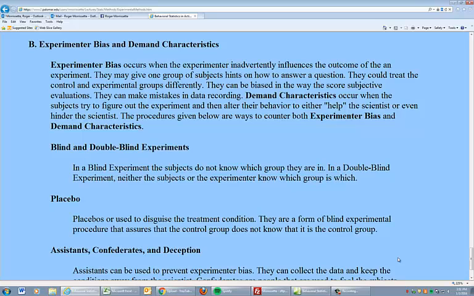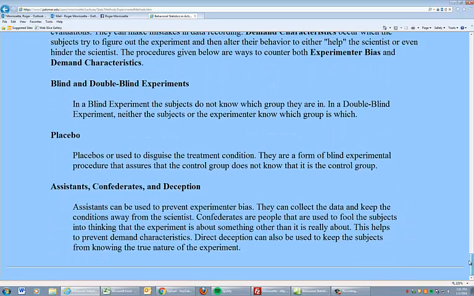Placebos are also used. You know what these are? These are often considered sugar pills, but we use placebos in all different sorts of strategies in experiments. We have a control group. We give them something that looks very much like the drug, but it's not the drug, and that's a placebo. We can also use assistants, confederates. We can use deception.